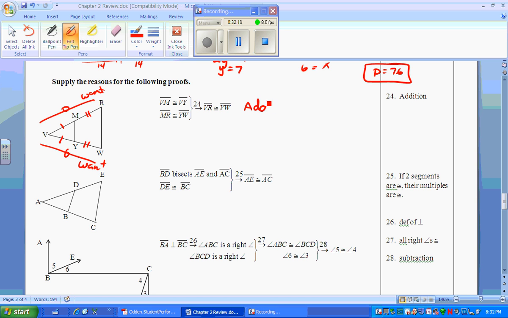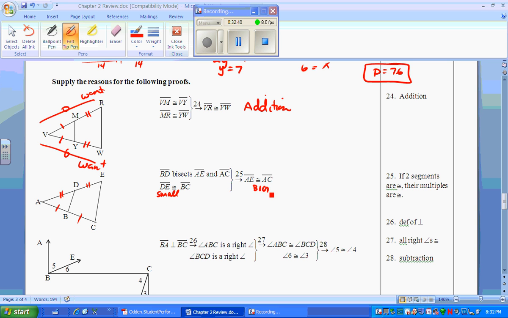Well, what happens? The end result's bigger, so this is addition. Next one, we've got BD bisects AE and AC. So BD is bisecting, causing these two to be congruent and these two to be congruent. But then DE is congruent to BC. So then this is smaller.